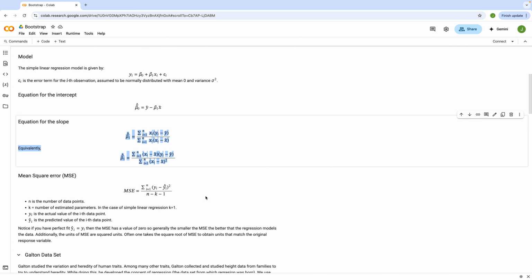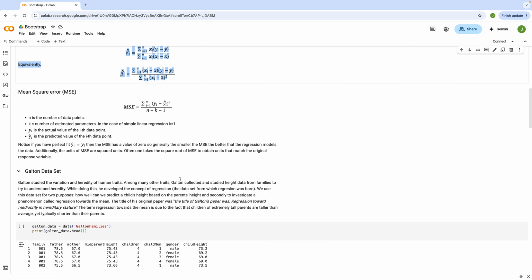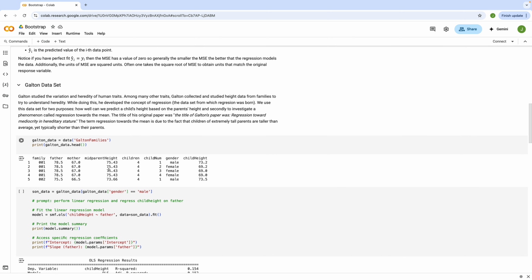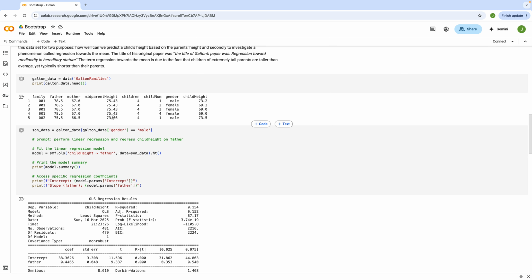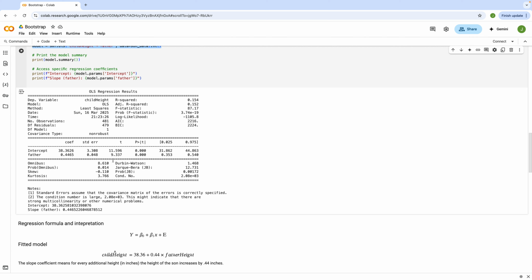And when we saw these estimates, we were discussing the Galton data set. We were wondering if the father's height affects the son's height. So we wrangle the data to only consider sons, and then we fit a regression model to model the son's height based on the father's. And we calculated this, okay? So this gave us this equation right here.